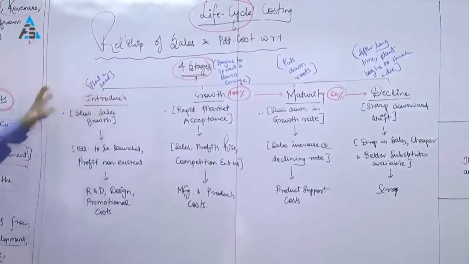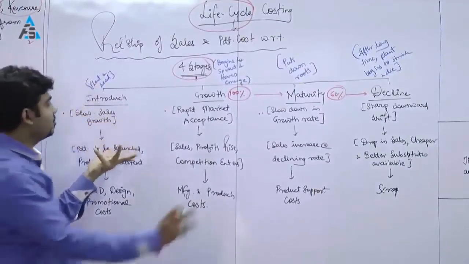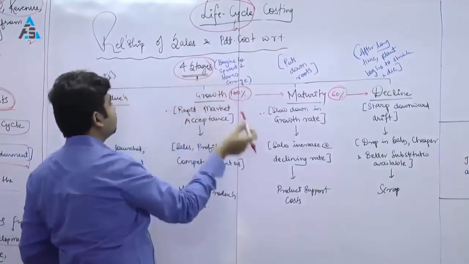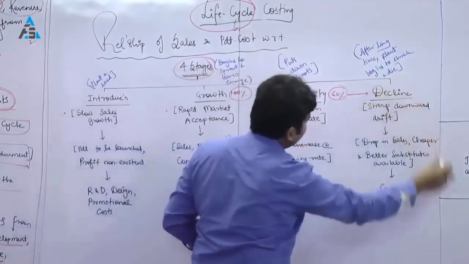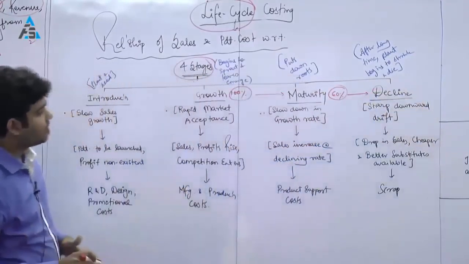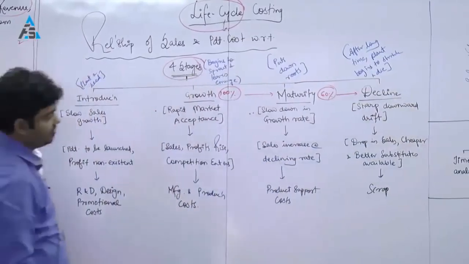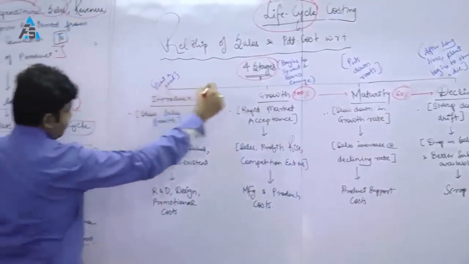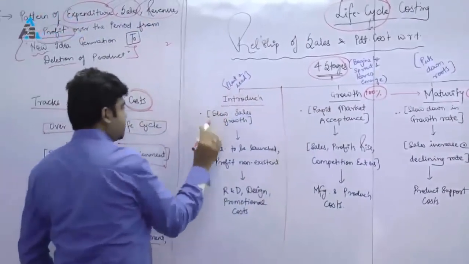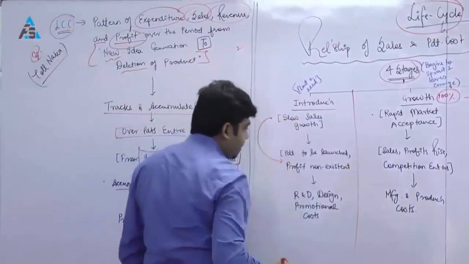So introduction is characterized by slow sales growth, rapid market acceptance, then growth. Maturity, slow down in growth rate, decline, sharp downward drift. So then the product is on the verge of decline, on the verge of closure. Again, now just focus on introduction. So introduction mein slow sales growth hota hai, product is about to be launched.